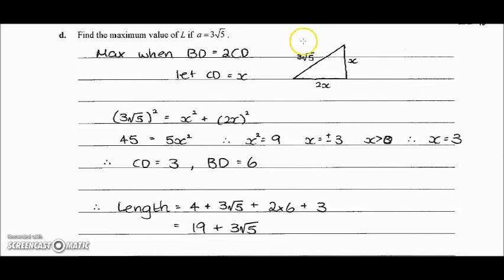Because it's a right angle triangle, I'll just let that equal x, and that can be 2x, and that's 3 root 5. So I can just use Pythagoras to work out what x is. So 3 root 5 squared equals x squared plus 2x squared. 2x squared is 4x squared, so you put them together, you get 5x squared. 45 divided by 5 is 9, so x is plus or minus 3. Now obviously it's a positive length, so x is equal to 3.